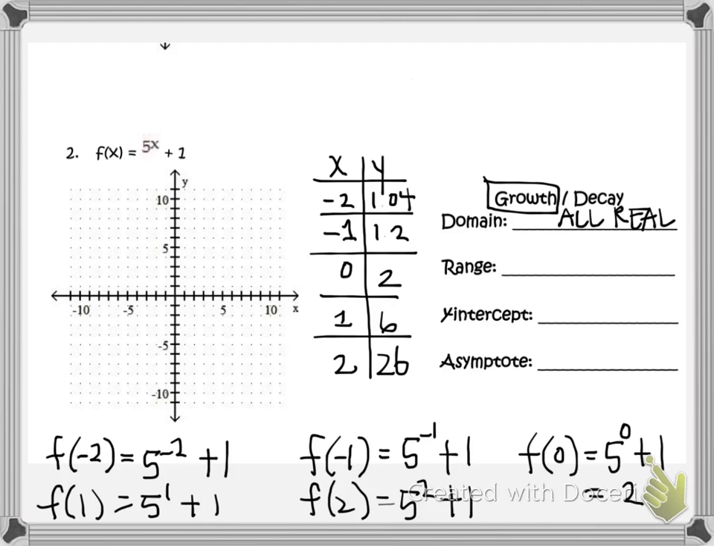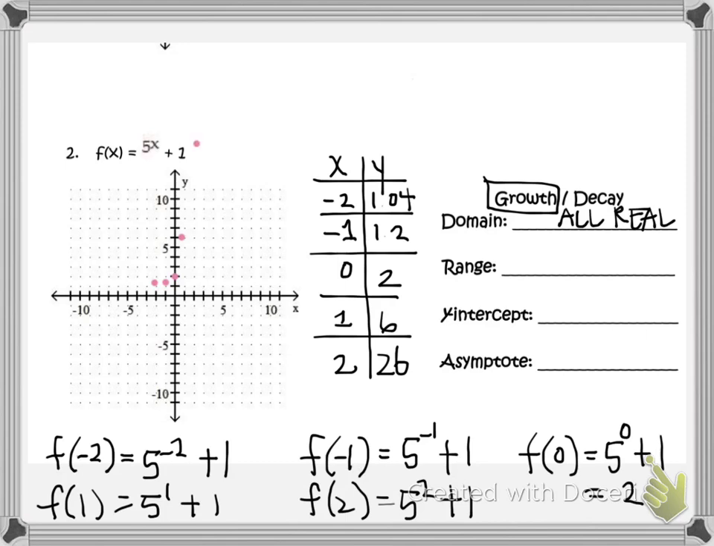Alright, so -2, 1.04. So -2, so it's going to be what, right? I'm going to try my best to do that. Okay? -1, 1.2, so it's going to be barely up there. At 0, we're going to be at 2. At 1, we're going to be at 6. And at 2, it's going to be off of here, but 2 is going to be way up there.